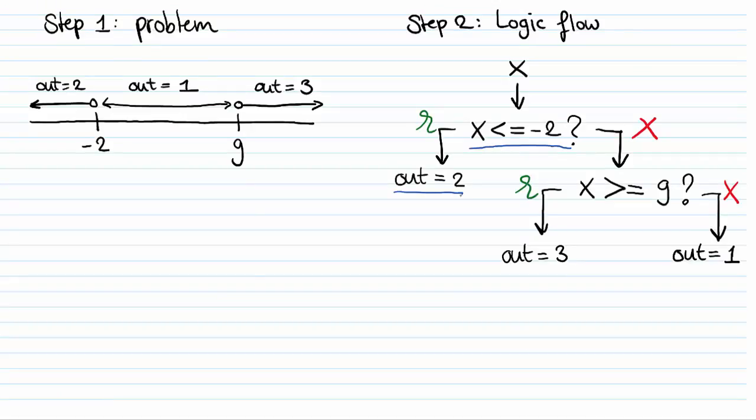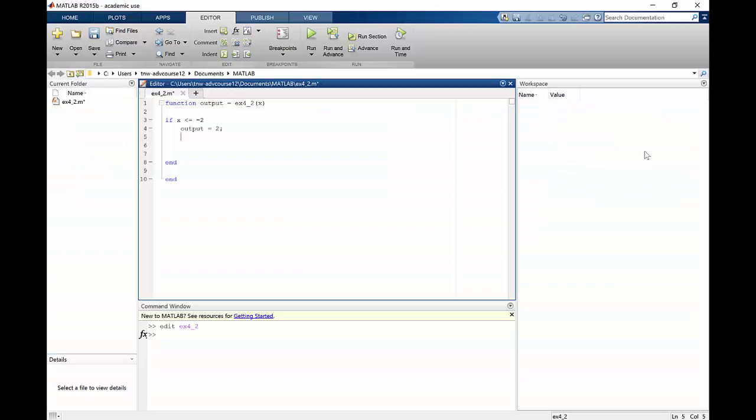In our logic flow, we can see that when the first question is not true, the second question you should ask MATLAB is whether x is larger than or equal to 9. And if this is the case, MATLAB should return an output value of 3. So let's also put this into MATLAB. Since this is the second if statement within the if-else block, we do not use if again, but else if. So we enter else if x is larger than or equal to 9. And then on the next line, we write down the output value we want MATLAB to give, which is 3 in this case.